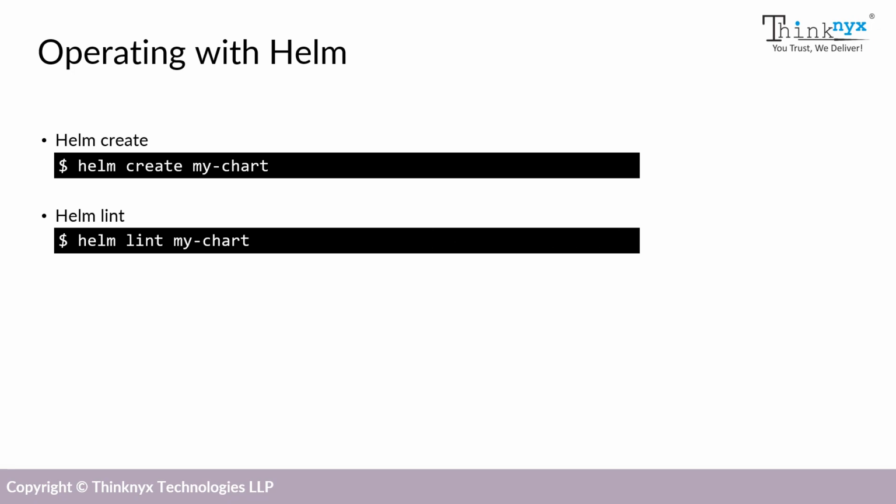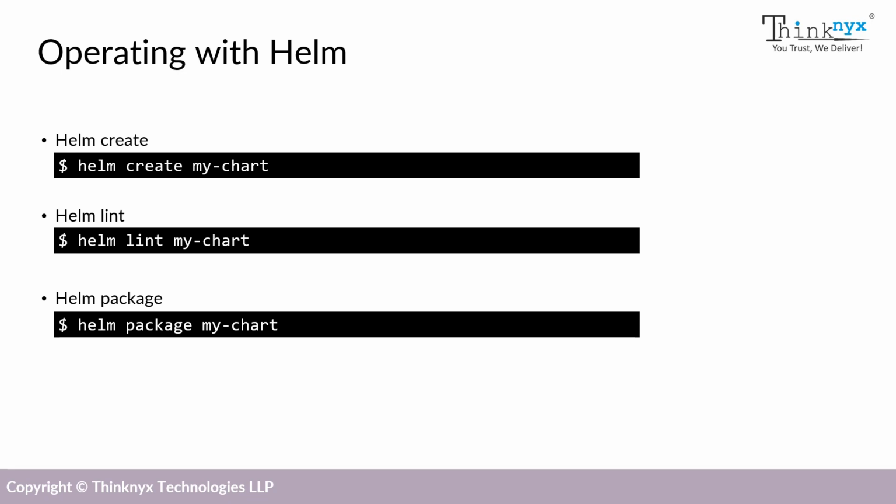Second, helm lint. The helm lint command is used to check the syntax of our Helm charts and ensure they are correctly formatted. It helps identify issues before we deploy the chart. For example, helm lint mychart.